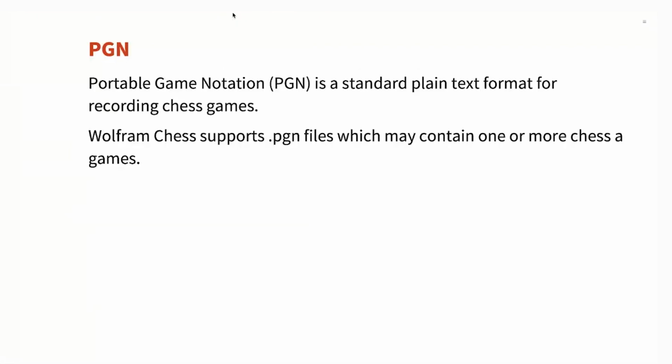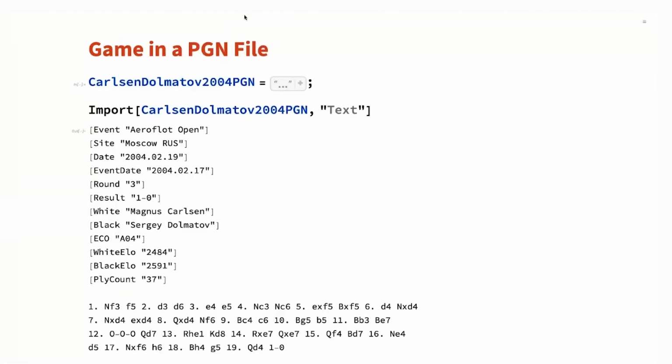PGN, portable game notation, is a standard plain text format for recording chess games. Wolfram Chess fully supports PGN files. A PGN file may contain 1 or more chess games. Here's an example. So here I've imported this game as text. You can see there's various metadata at the top, such as the event, the site, the date, event date, the round, the result, players white and black, ECO, the particular opening that was used, the ELO of all players, and the ply count. And the moves are recorded, as you can see, not in UCI notation, but in algebraic notation.